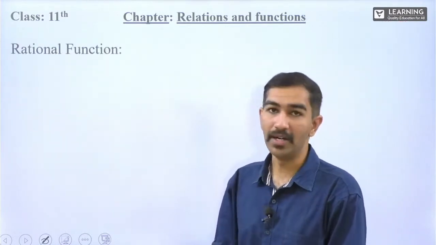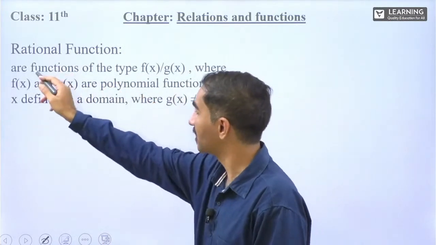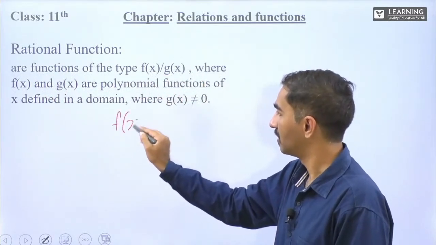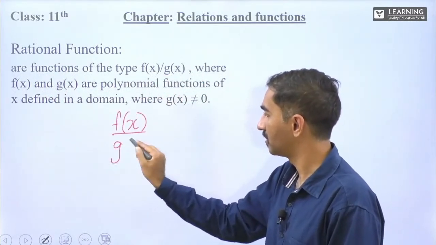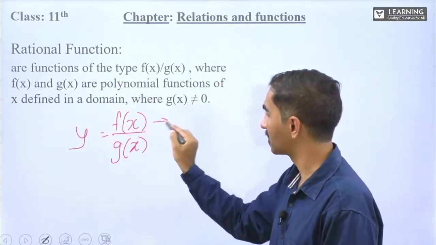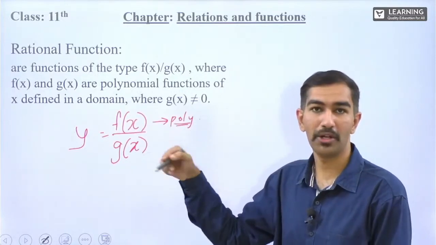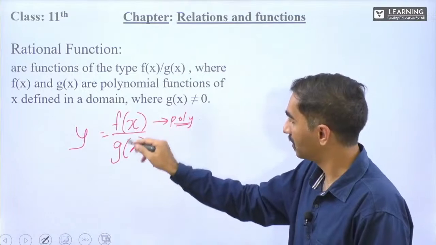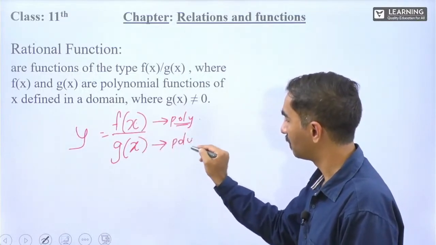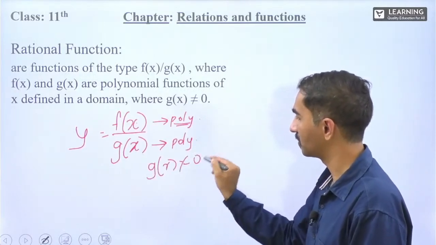So polynomial function you saw, right? Rational functions are the functions of the type f of x by g of x. f of x by g of x, what is this equal to? y. What is f of x? A polynomial. Polynomial we just now saw, right? What is polynomial function? Same thing, but in terms of division. And g of x is also nothing but polynomial function with a condition: g of x is not equal to 0.